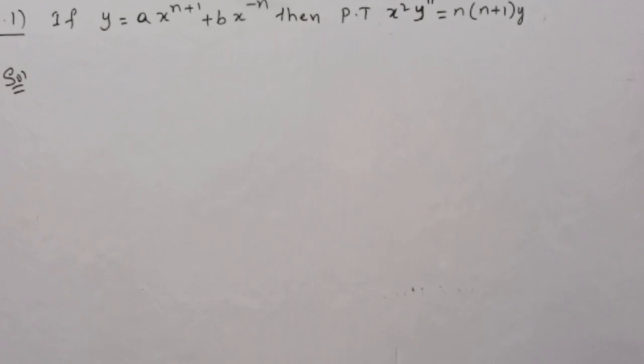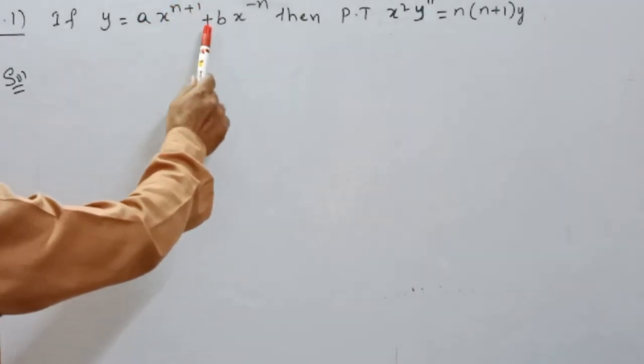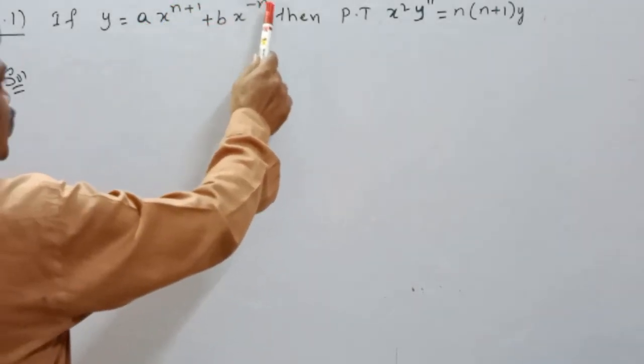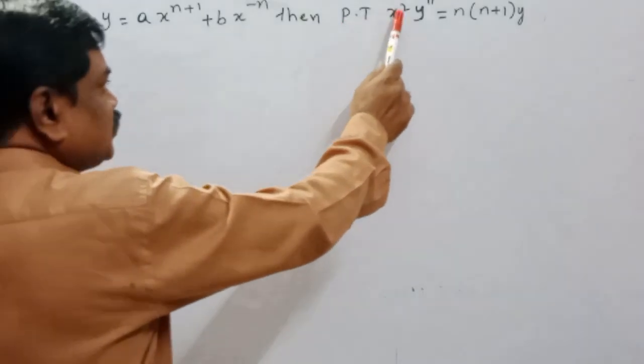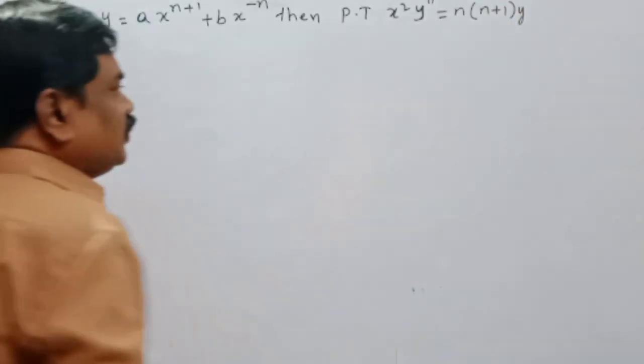Here we have the problem from differentiation, a very short answer question. If y is equal to a x power n plus 1 plus b x power minus n, then prove that x square y double dash is equal to n into n plus 1 into y.